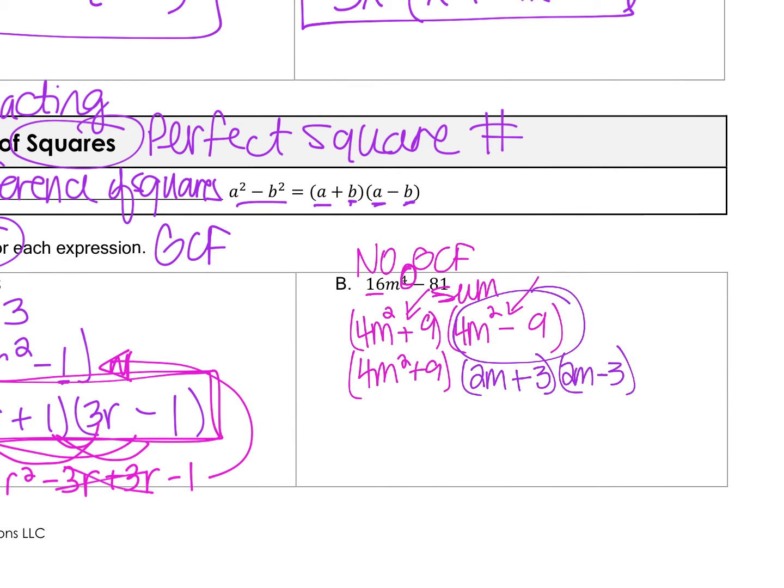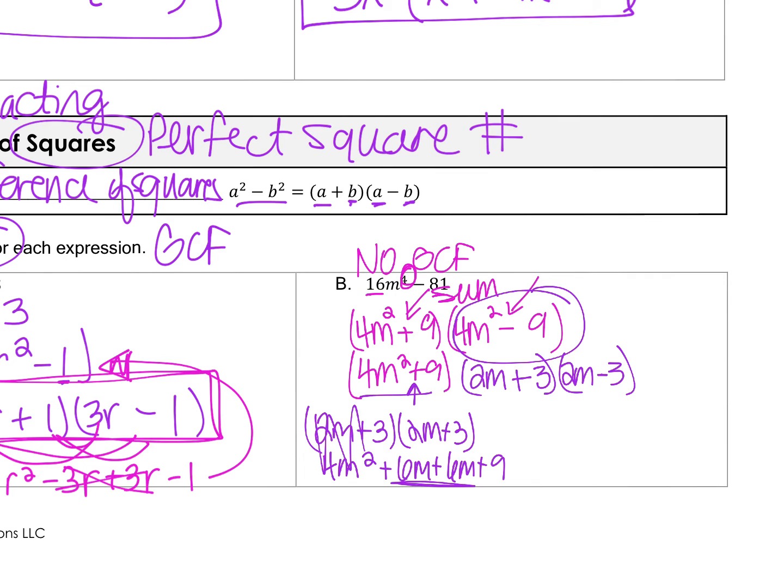Let me show you why right now this cannot be factored. Some of you might think, oh, why can't I do 2m plus 3 times 2m plus 3? The reason you can't factor this is because when you use FOIL, you end up getting 6m plus a 6m in the middle plus a 9. Those two middle terms are not going to cancel out, so you're not going to end up with a binomial. So you cannot factor sum of squares. You can only factor difference of squares. So this is my final answer here.